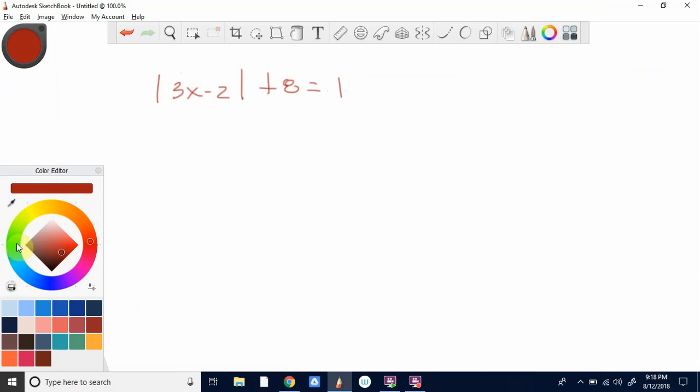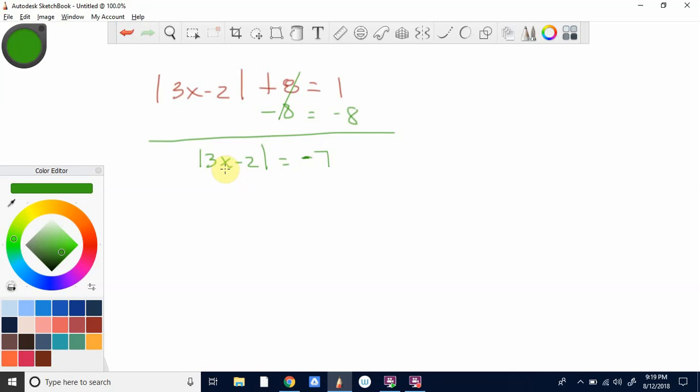Okay, the first thing we have to do is we have to isolate this absolute value. We'll have a plus 8 on that left side, so I need to get rid of it. So I'm going to minus 8. I'm using properties of equation, just because an absolute value is still an equation, those properties still exist. So this is going to be 0, so then I'm left with the absolute value of 3x minus 2 equals negative 7.